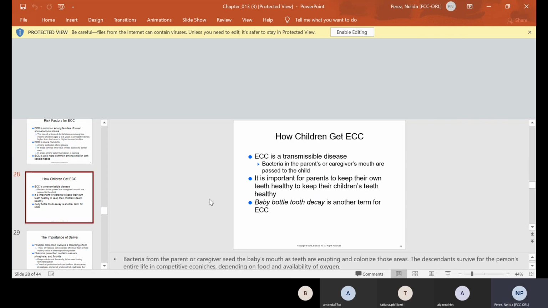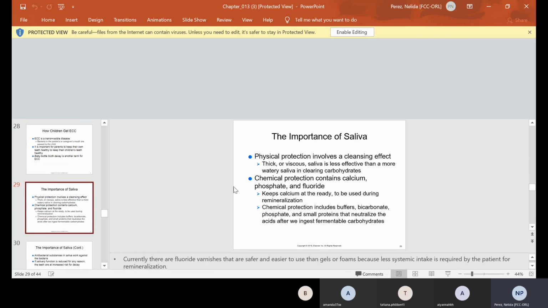Now, how do children get ECC? It is a transmissible disease. Bacteria in the parents' or caregiver's mouth are passed to the child. It is important for parents to keep their own teeth healthy to keep their child's teeth healthy. Baby bottle decay is another term for ECC.